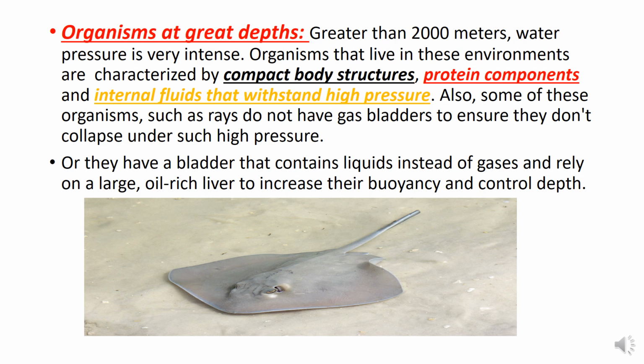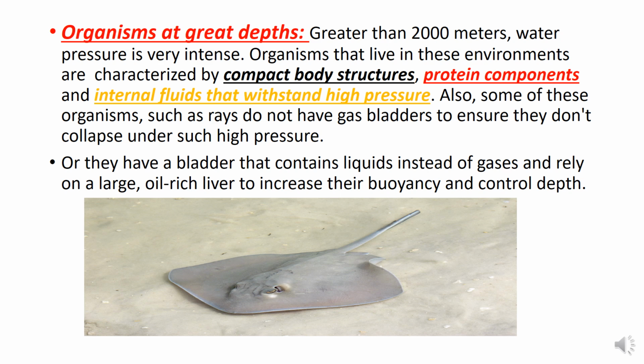Okay, what about the organisms living at great depth, greater than 2000 meters? The water pressure is very intense, very high pressure. Of course, because we discussed at the beginning, as the depth increases, the pressure increases. So the organisms living in this environment are characterized by compact body structures. They have compact structures, protein components, and internal fluids inside their body that withstand the high pressure.